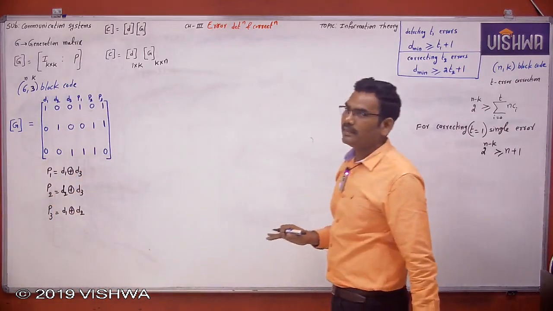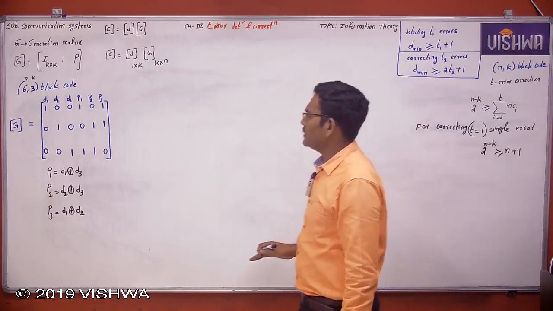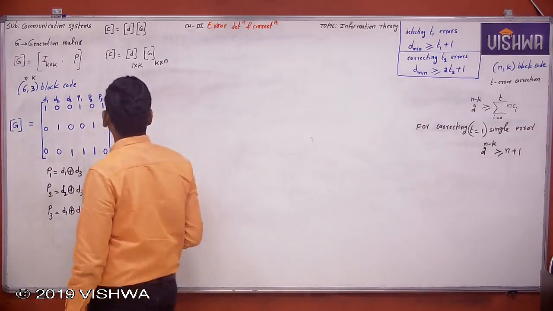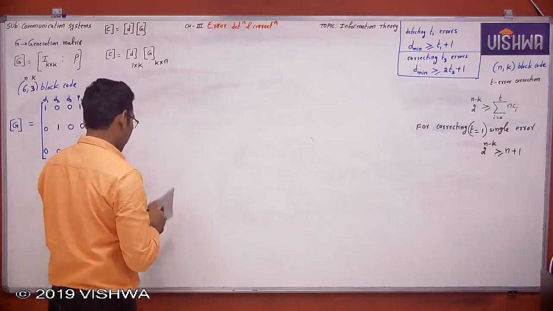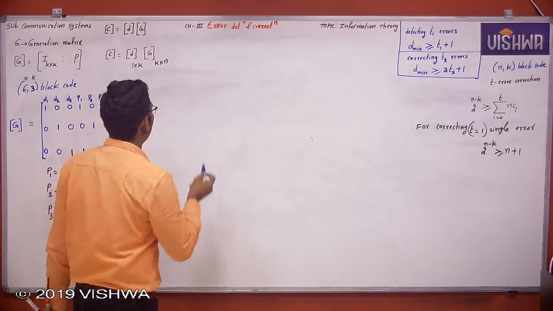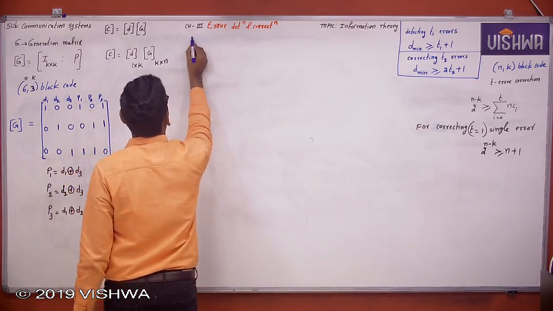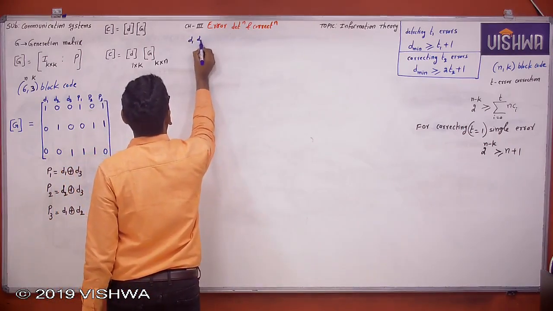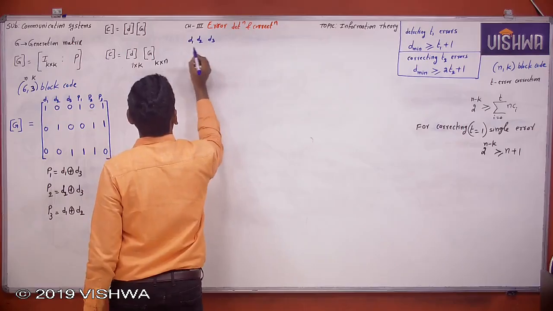P1, P2, P3. Now these are the parity bits. Now determine all possible codes. What are the possible codes? How many data bits are there? Tell me first. D1, D2, D3.